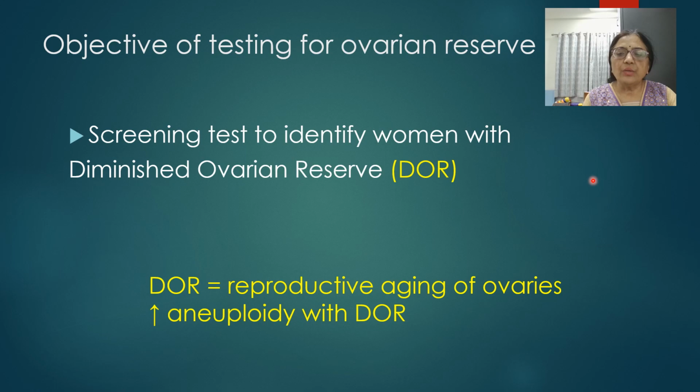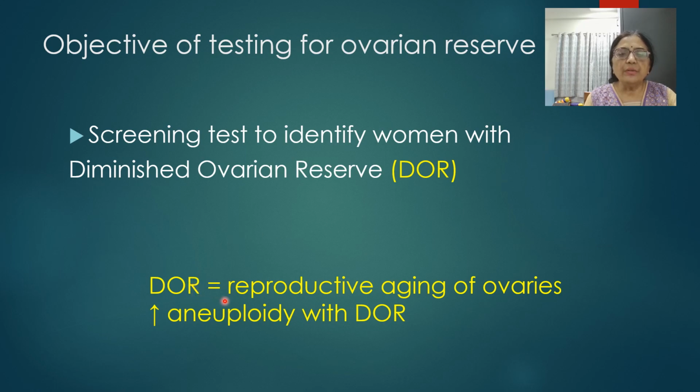Now, these tests for ovarian reserve have been more commonly used only in the last 2 to 3 decades. And what is the objective of testing for ovarian reserve? This is a screening test. All these are screening tests. We are screening the population, or patients of infertility for example, to know how much the ovarian reserve is. With this screening test we are going to identify a disease, and the disease we are going to identify is diminished ovarian reserve. So diminished ovarian reserve is the disease for which we are conducting the screening test.